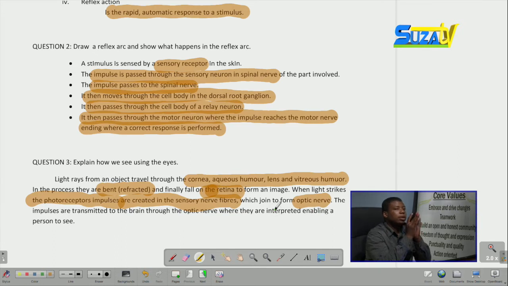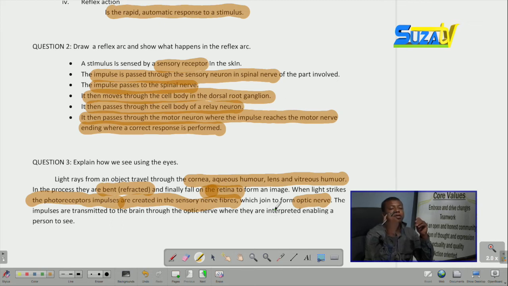So first of all, we can see that light rays from the object travel to various parts in the eye. That is, there's the cornea, the aqueous humor, the lens, and the vitreous humor. So light passes through all of those parts in the eye. After that, they are bent or refracted, in which they fall onto the retina and form the image.